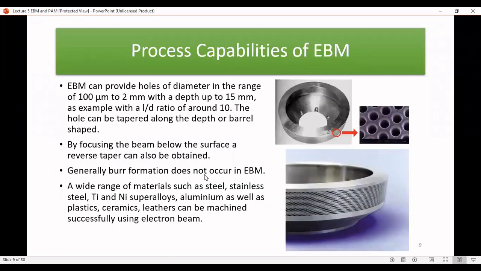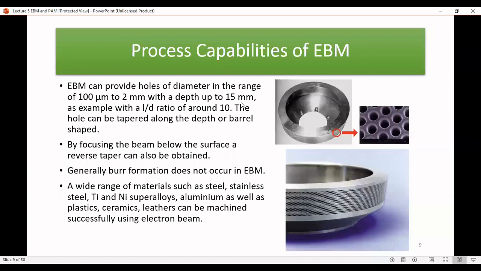This is talking about the process capabilities of the EBM. So what can EBM do? EBM can provide hole diameters ranging between 100 microns to 2 millimeters, with a depth up to 15 millimeters. That is a capability that not many processes have. So you can actually drill a hole about 100 microns to a depth of 15 millimeters.